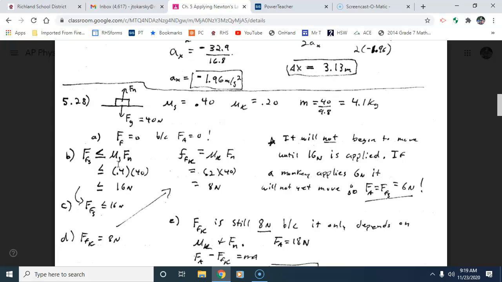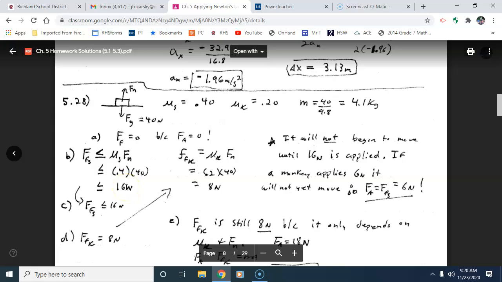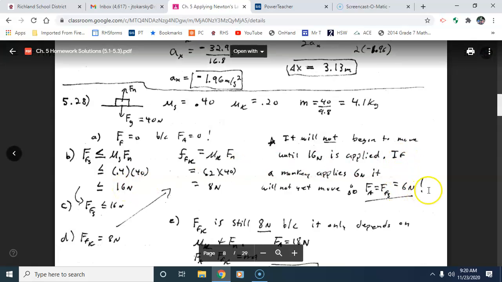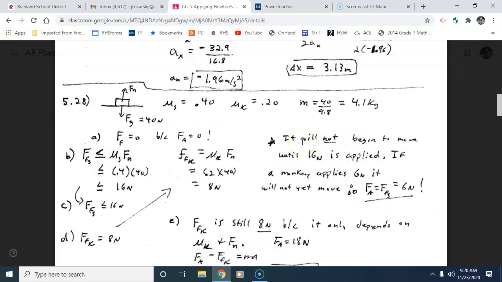Remember, you could keep pushing and pushing and pushing on this thing, and it won't move till you just get past how much? Breaking point, which is 16 newtons, right? So this isn't the answer, but that helps me. The rest of it's really just a concept to answer this. And so I put a little note here, what I'm just talking about now. It will not begin to move until 16 newtons is applied.